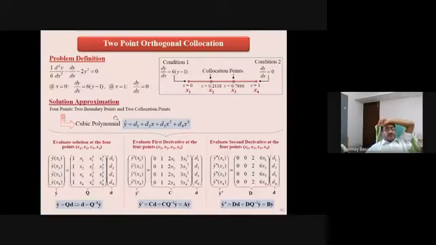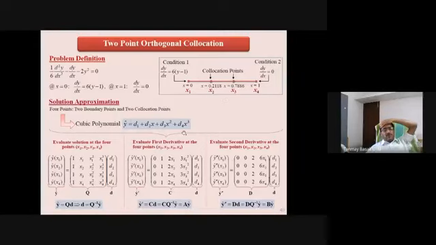So we can see that there are two collocation points, and we have a cubic polynomial, which is d1 plus d2x plus d3x square plus d4x cube. Why is it a cubic polynomial? Because you can see that 4 points are there, so I need a cubic polynomial to fit these points. So basically, why is it called 2-point collocation? Because these 2 points are the ones where you have to focus on the collocation problem.